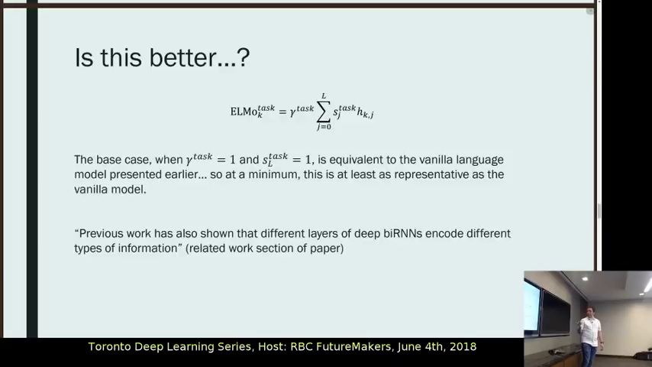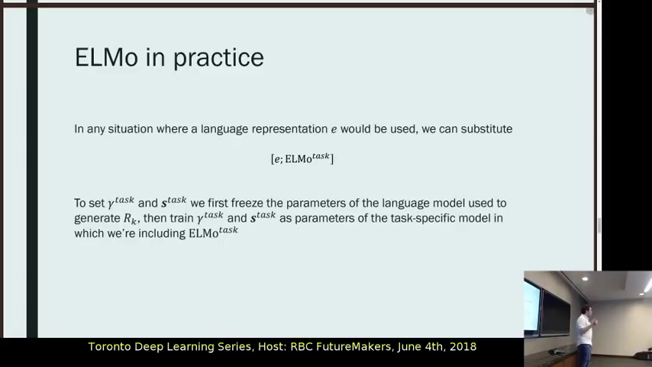So then, how do you use this in practice? In practice, this is super easy to use. In any model, in any situation, you're going to use some language representation, E of input. It could be words, it could be characters, whatever you want. We're just going to concatenate the ELMo vector with this, and then we're going to train those task-specific parameters. Like I said, there's a very small number of them, so it adds very little to the training complexity or cost.